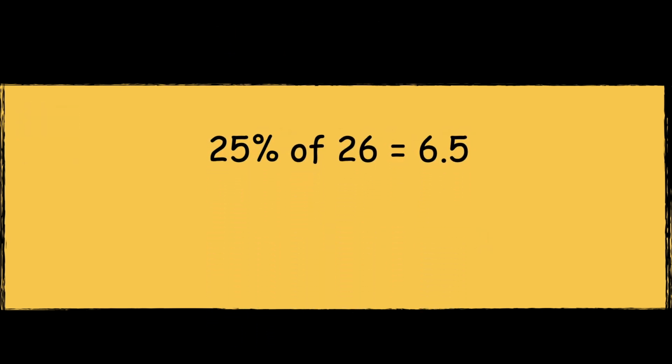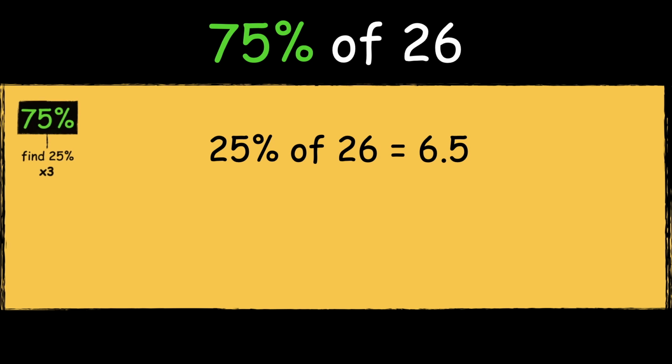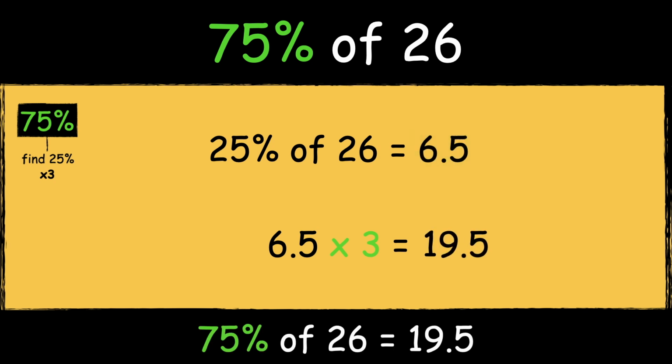So now that we know what 25% of 26 is, we can find 75%. To find 75% of a number, we multiply the 25% amount by 3. 6.5 multiplied by 3 is 19.5. So 75% of 26 is 19.5.